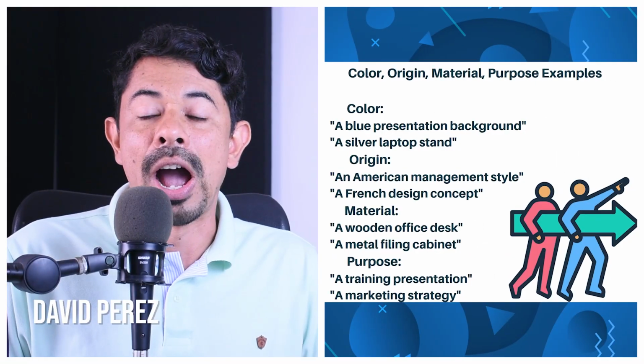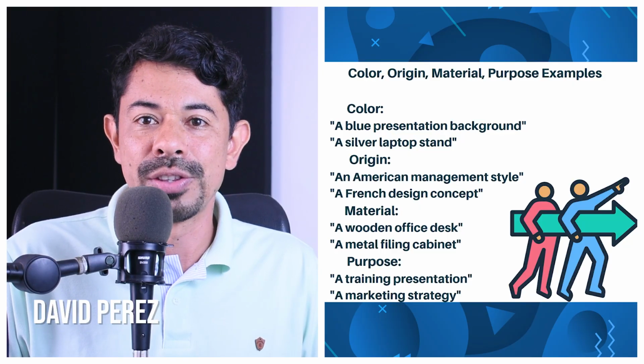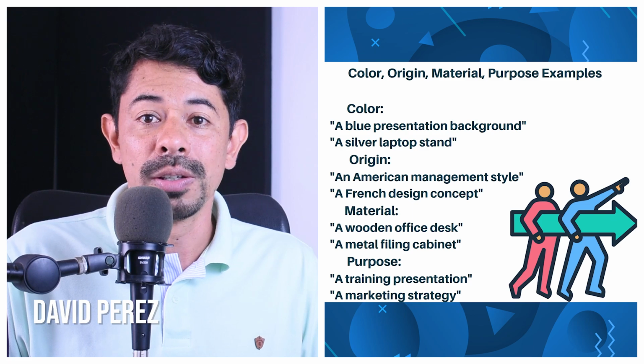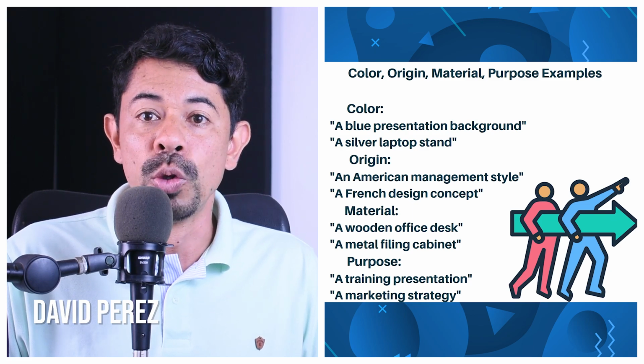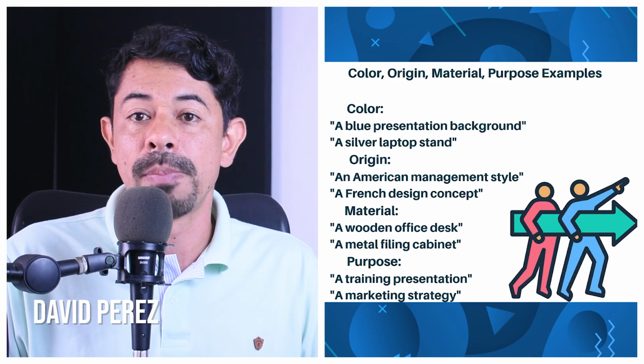Next one is color. Color is easy peasy. Just all the colors you can think of: blue, yellow, white, green, silver, gold. For example, we can say a blue presentation background or a silver laptop stand.